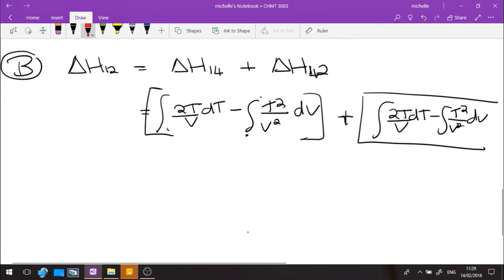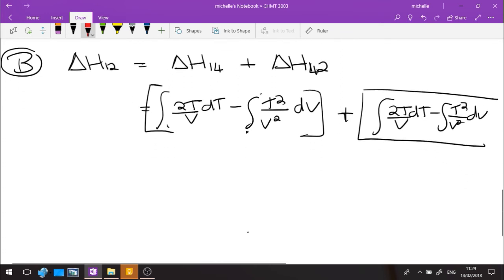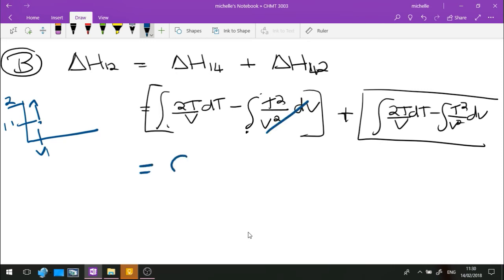Okay, from 1 to 4, if we recall, here's our graph, from 1 to 4, t1, t2. So v was kept constant. V was kept constant, v1. So that means dv is 0. So it equals the integral from t1 to t2 of 2t dt, and actually v1 was kept constant, so you can substitute in for this variable v1.